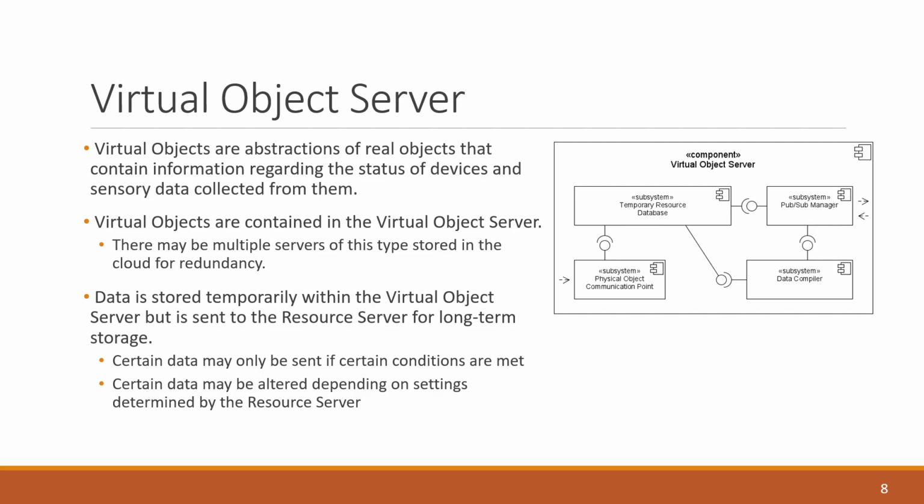And what information is sent to the resource server for long-term storage is determined only if certain conditions are met, essentially. So if there's a certain criteria for this virtual object server to send information, it'll go ahead and send it at that point. And this information might change depending on the resource server or certain criteria, in terms of if it's seen something in a sensor or heard some sort of keyword, something like that. And it'll go ahead and send information where it otherwise wouldn't.